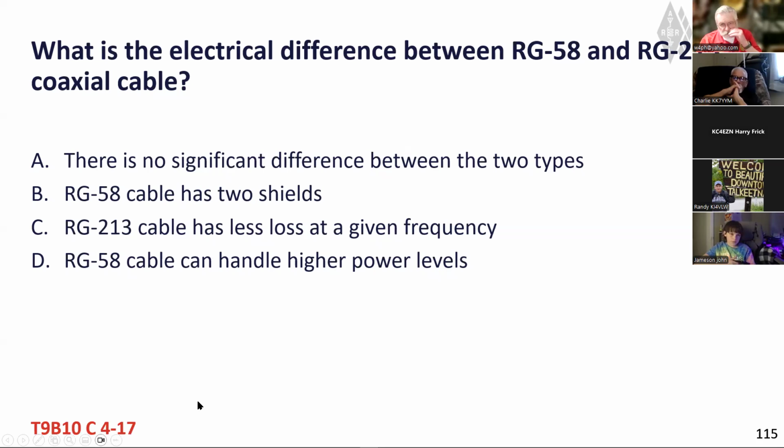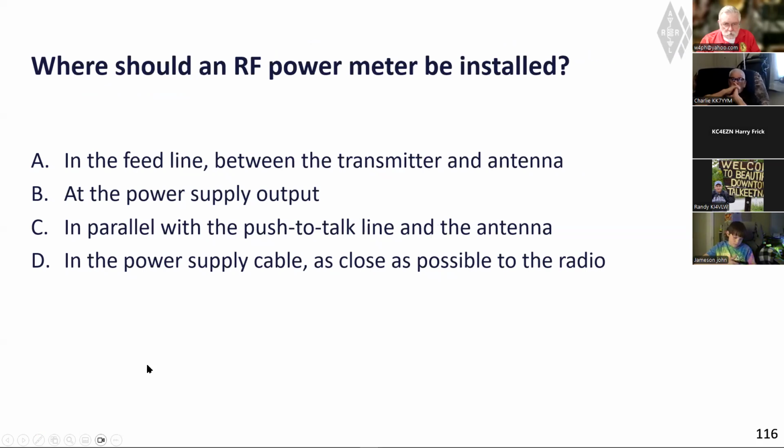RG13 cable has less loss at a given frequency. Where should the RF power meter be installed? In the feed line between the transmitter and the antenna.